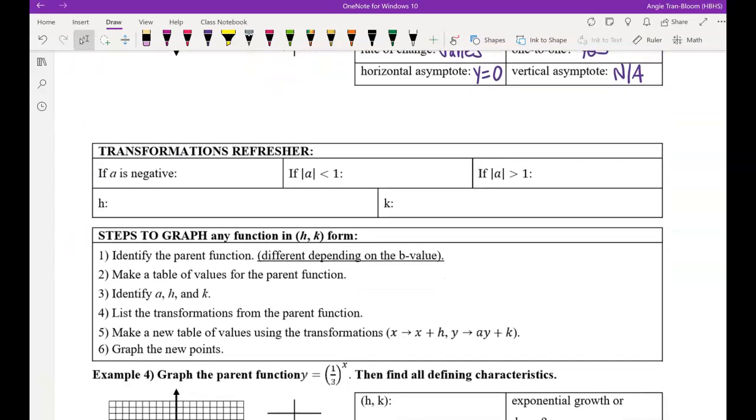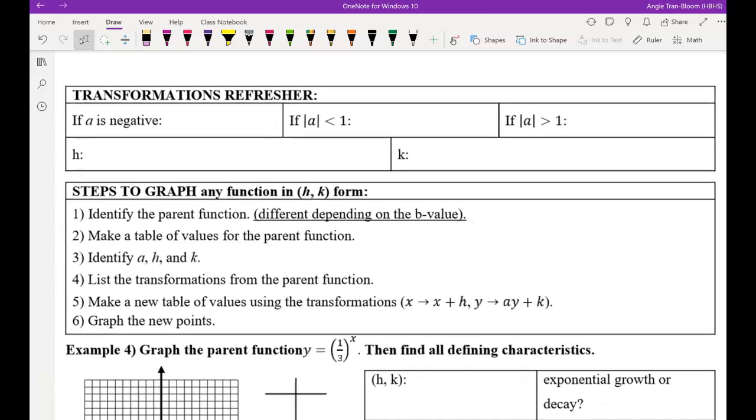Now, if your A is negative, if you remember the refresher, it's going to be a reflection over the x-axis, or we can also call it a vertical reflection. Whichever one you want, just pick one, okay?